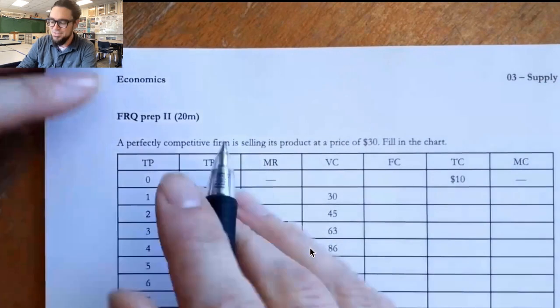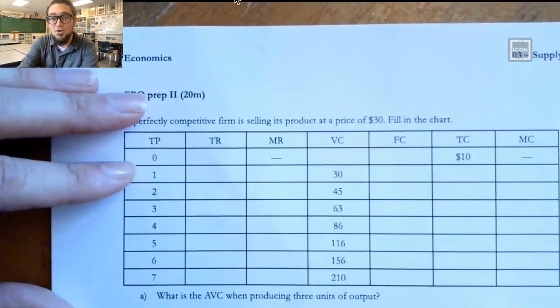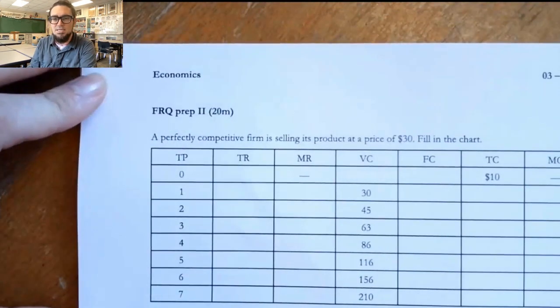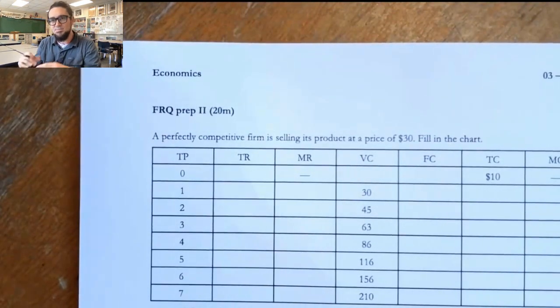Well, hi there. So in this video, we're going to be talking about FRQ Prep number 2, which is a combination of a couple of problems, but it allows us to combine different concepts into one, which is pretty common for the AP microeconomics exam.